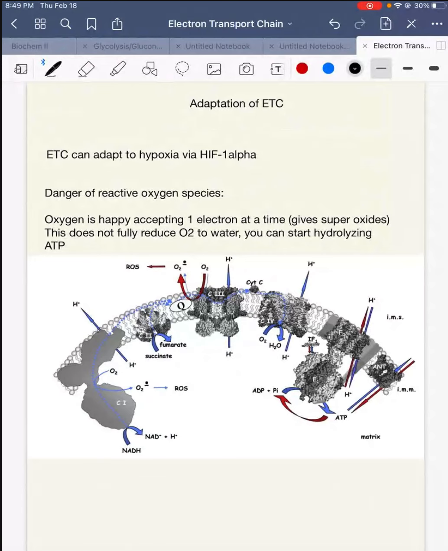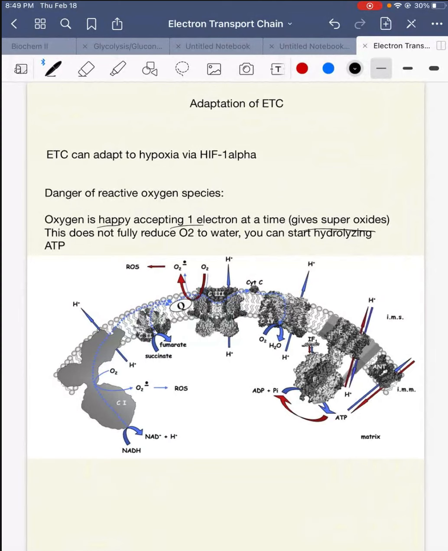So oxygen is happy accepting one electron at a time, and this can actually give superoxides. The reason oxygen can accept one electron at a time is that its two valence electrons have the same spin, so it doesn't need to accept two electrons at one time. It can take one at a time, and this can make a superoxide. And this is the danger of reactive oxygen species. We talk about how dangerous they are and how they can cause cancer and stuff like that.